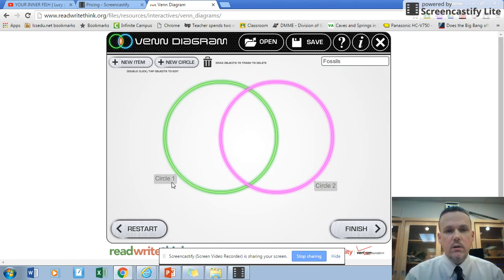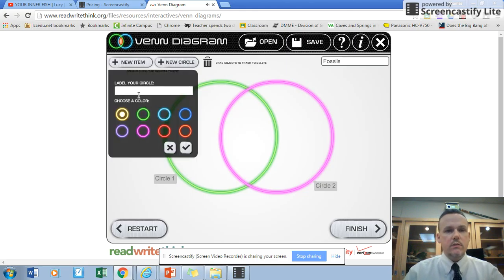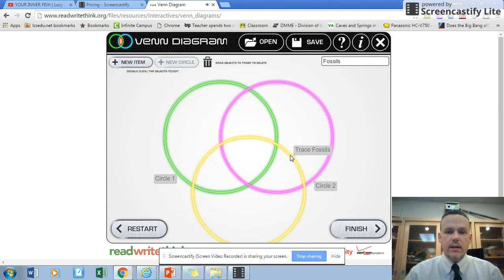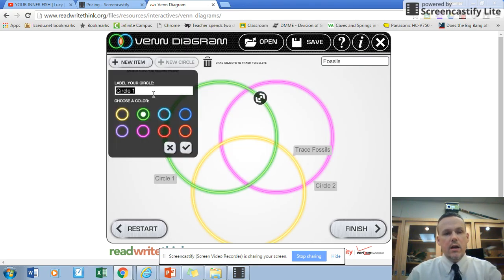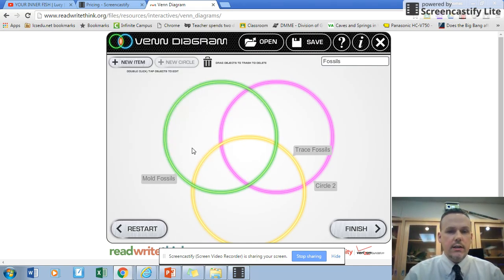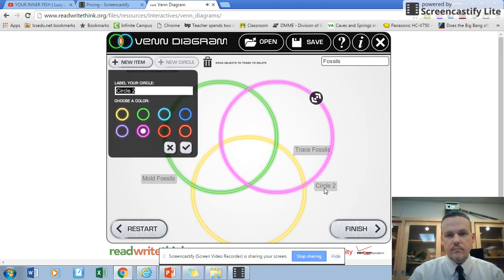So I need to add a circle. I'm going to click this to add the circle. I'm going to title the circle Trace Fossils. Okay. Check. You see it's right there. Trace Fossils pointing to my yellow. I'm going to click this one. I'm going to label this Mold Fossils. Okay, I'm going to check that. And then my last one, I'm going to put Cast Fossils. All right, there we go.